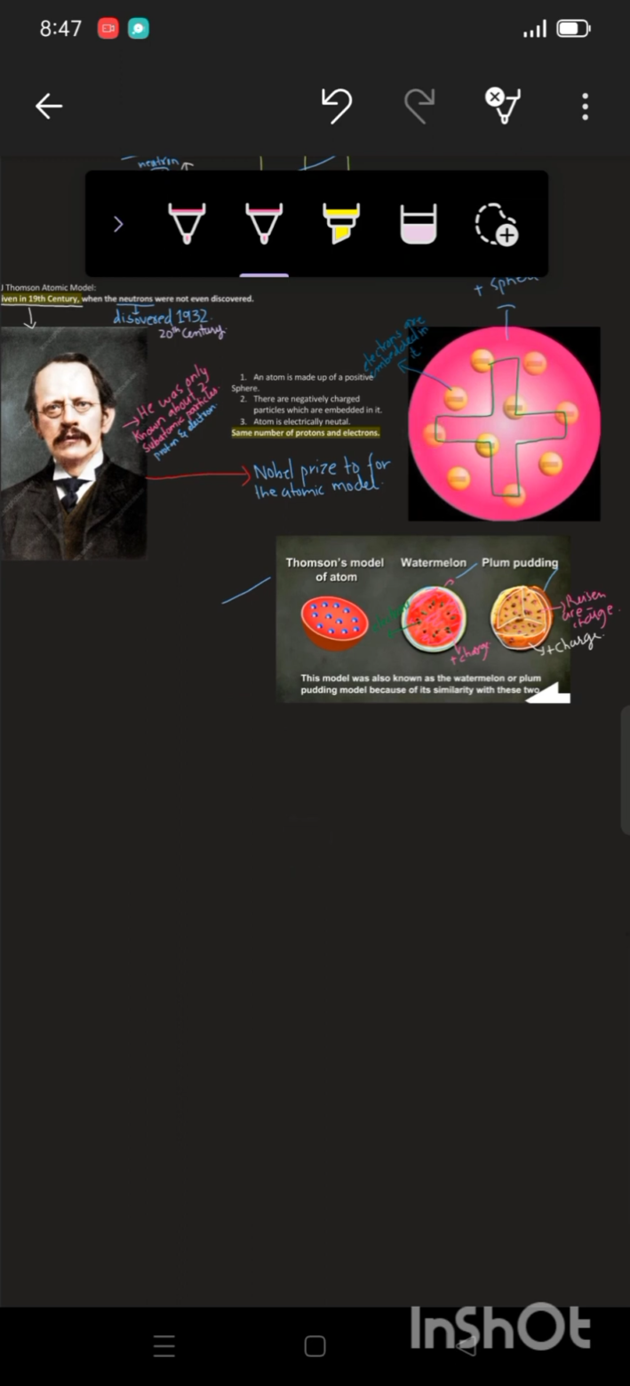In the next video we are going to discuss the Rutherford atomic model, as Thomson's atomic model failed. Then Rutherford, the scientist, came and gave his atomic model, and he did the experiment too, which was the alpha particle scattering experiment, or you can say the Rutherford gold foil experiment. We are going to discuss that in the next video.